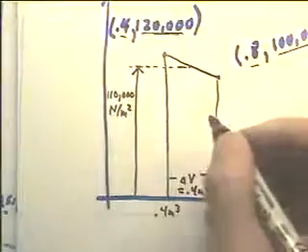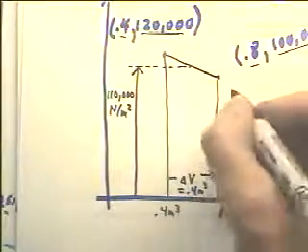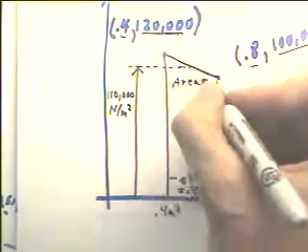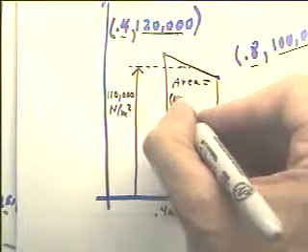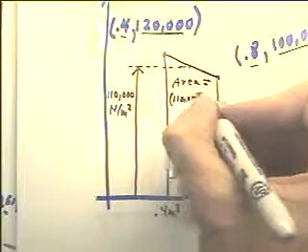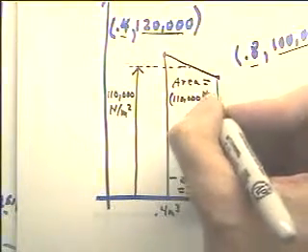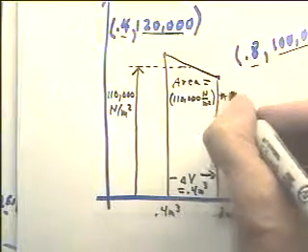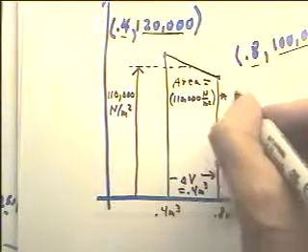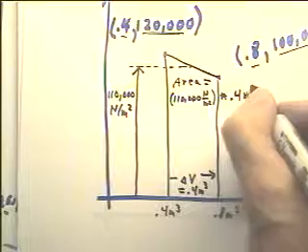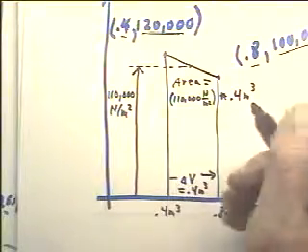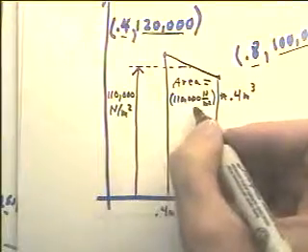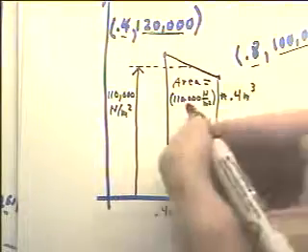And let's see what the area is. Well, the area is going to be our 110,000 newtons per square meter multiplied by our delta V, 0.4 cubic meters, and that's going to give us 44,000 newtons times meters.